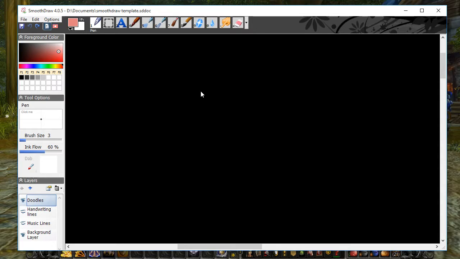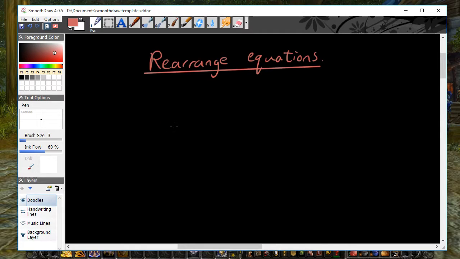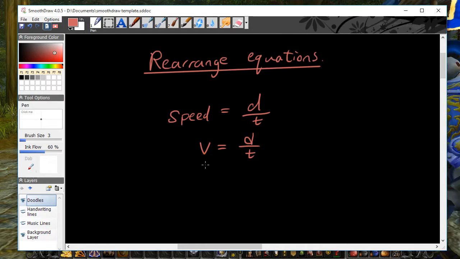Welcome to another very exciting World of Warcraft math lesson. Today we're going to talk about rearranging equations. Last lesson we talked about the equation speed equals distance over time. The symbol for speed is usually v, for velocity. Actually, speed and velocity are two different things, but the symbol is v as well. I'll talk about the difference in another video. But the speed is distance over time.